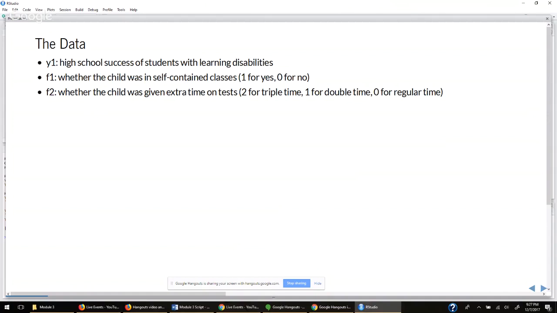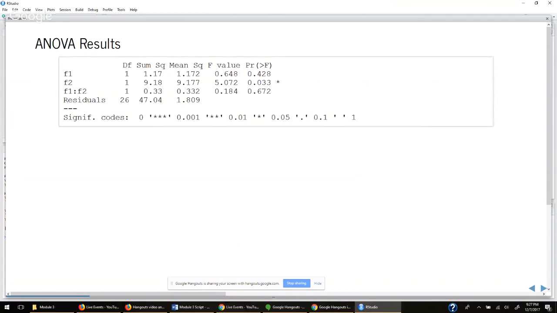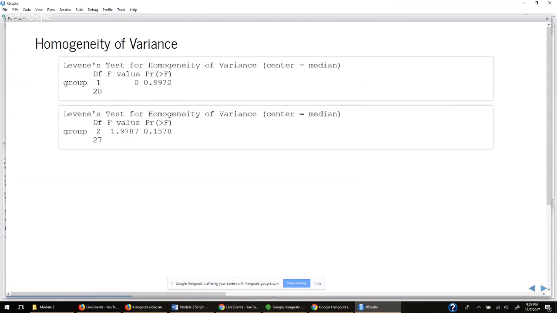I ran the ANOVA, which also included the interaction between our two predictors. Extra time on tests was a significant predictor at the 0.05 level. However, before we take this at face value, I had to look at some of the assumptions of ANOVA. We did verify that the errors were IID normal, or independent, identically distributed, and distributed normally. And as you can see, we failed to reject the null on these tests of homogeneity of variance for the two factors, so for both of them. So we can say to some certainty that the variance for each group is the same.